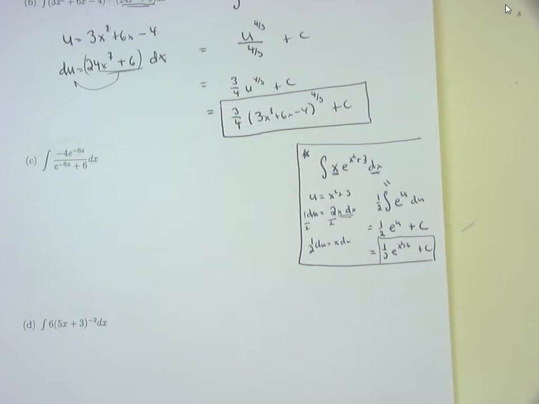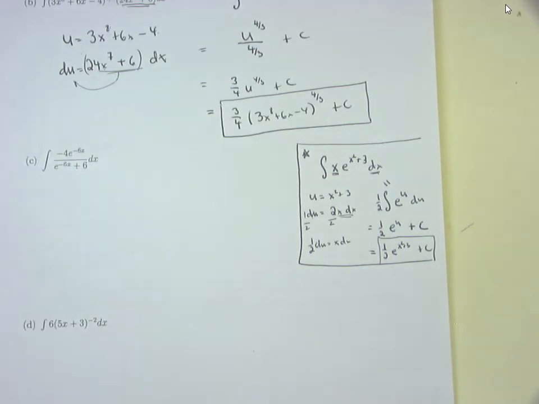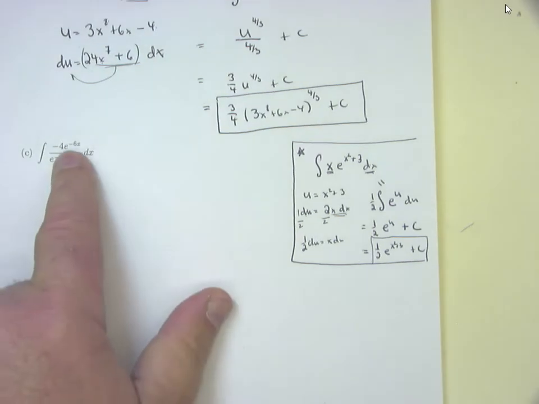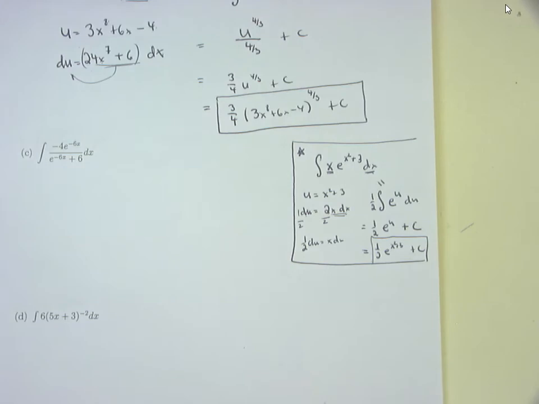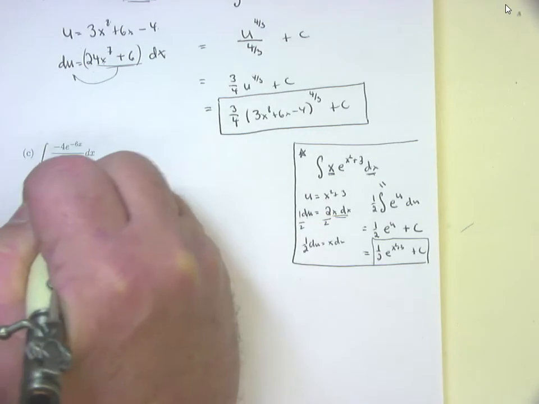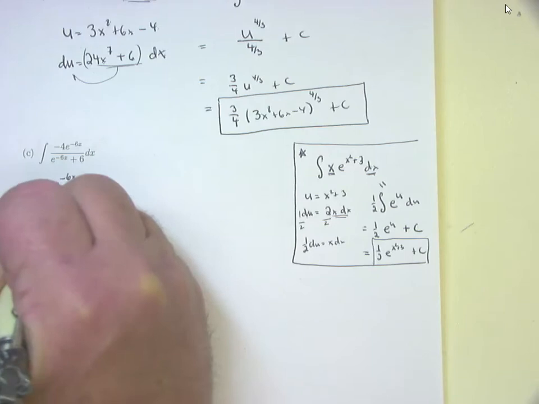And because this guy happens to be a fraction, try this. Let u equal the denominator because it's a fraction. Again, the goal is to turn it into a form that you have memorized. If I just substitute in for the e to the x, it turns into a different formula, but it's not one I have memorized. If I let u equal the denominator, my denominator is e to the negative 6x plus 6. Then what is the derivative?